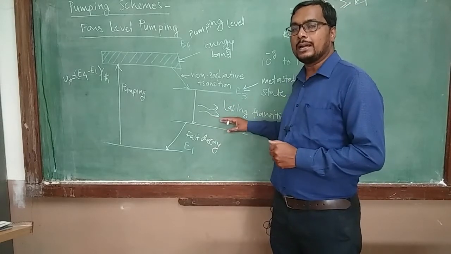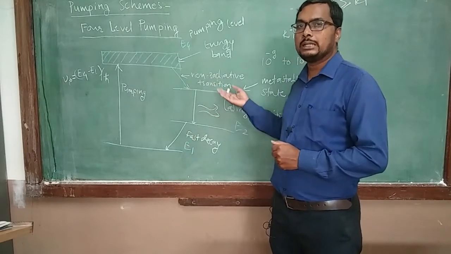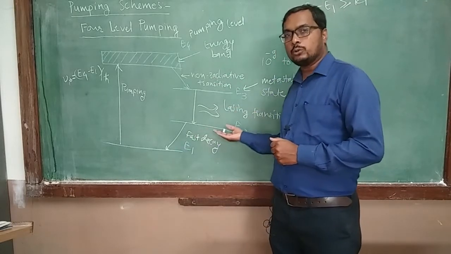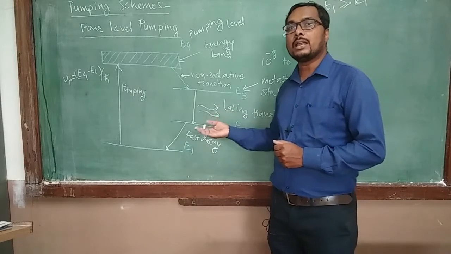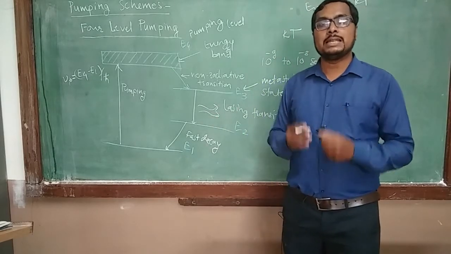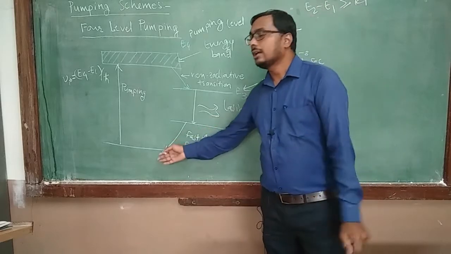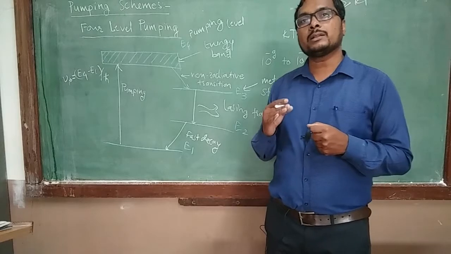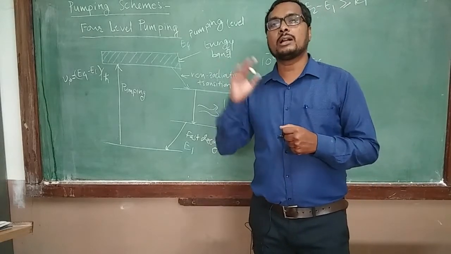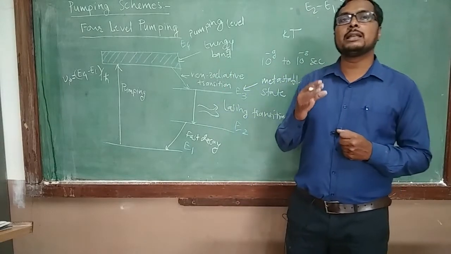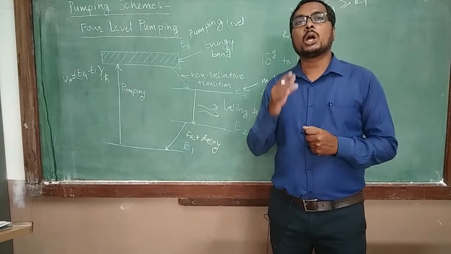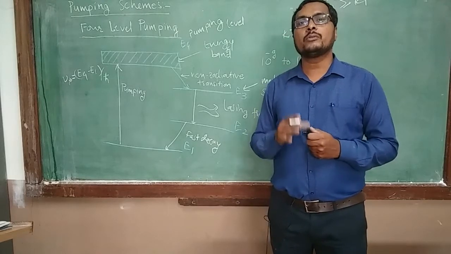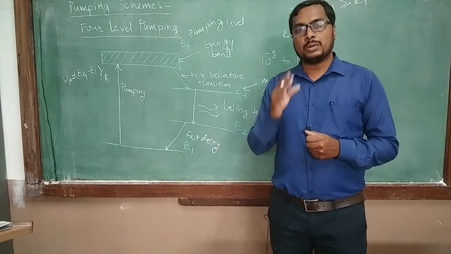Also, with very few atoms, the laser can start operating, and the atoms that come to the terminal laser level are immediately available for further pumping, and therefore we can maintain population inversion for a longer time, and therefore the 4-level laser operates in the continuous wave mode, whereas in the case of the 3-level laser, we have studied it operates in the pulse mode only.